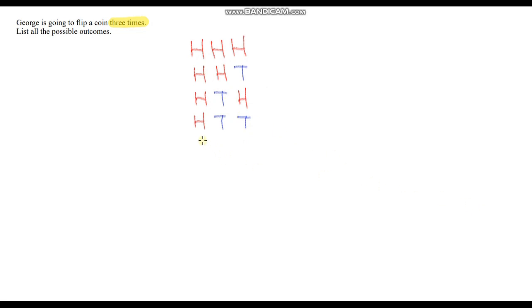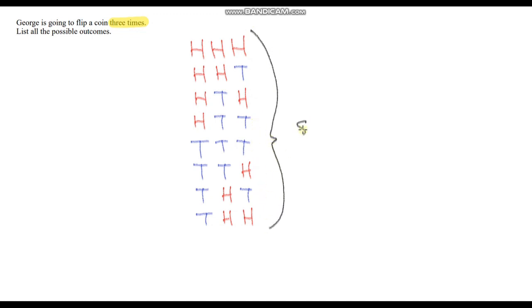Now let's think about if he gets tails on the first flip. So if we just repeat the process, he could get tails, tails, tails. He could get tails, tails, and then heads. He could get tails, heads, tails. And then final option would be tails, heads, heads. So how many outcomes are there? Well, we've got 1, 2, 3, 4, 5, 6, 7, 8. So there are 8 possible outcomes.